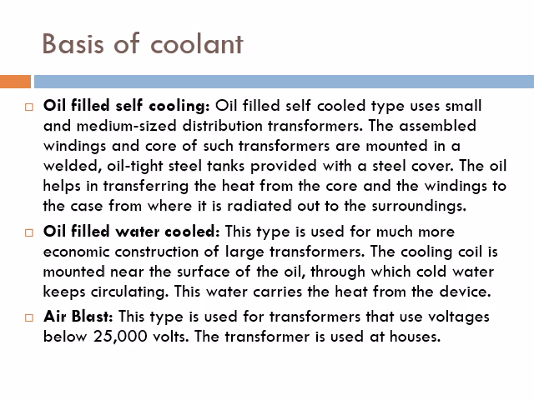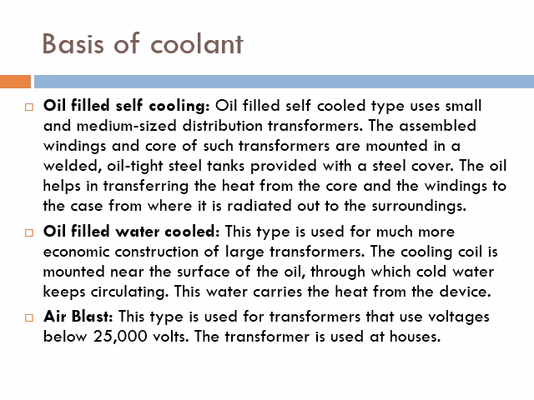Next is the basis of the coolant materials used. First is oil-filled self-cooling, then oil-filled water cooling, and the third one is the air blast. The oil-filled self-cooled type is used for very small and medium-sized distribution transformers. The assembled windings and the core of such transformers are mounted in a welded oil-tight steel tank provided with a steel cover. The oil helps in transferring the heat from the core and winding to the case, from where it is radiated out to the surroundings. So this is an oil-filled self-cooling transformer.